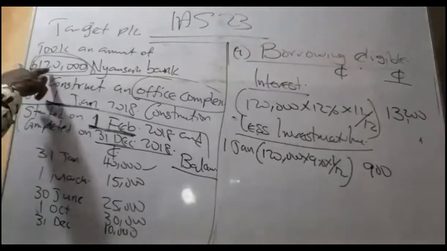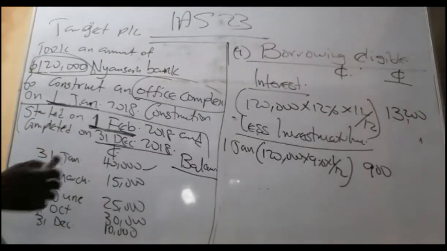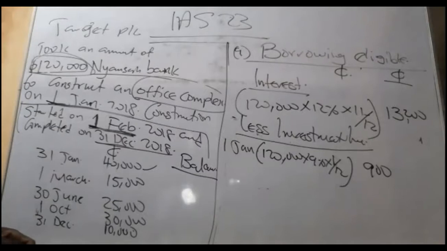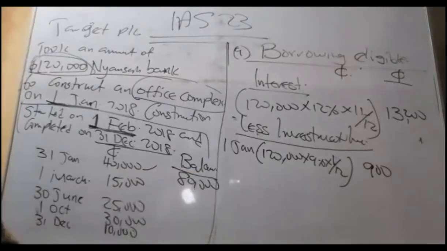So if their funds is 120,000 and they've withdrawn 40,000, so left with how much? What's the balance left after 31st January? The balance left will be 80,000, right? Yes, I'll take that. So 80,000, that's great.